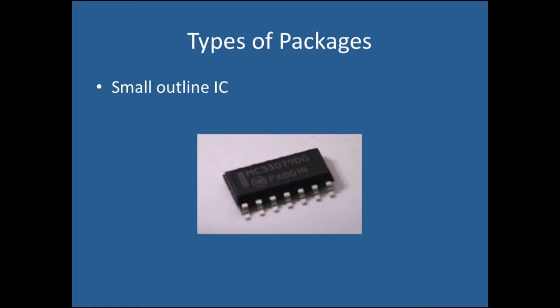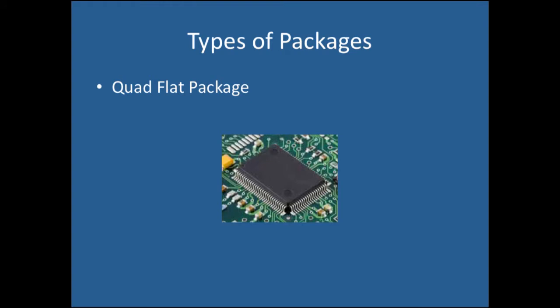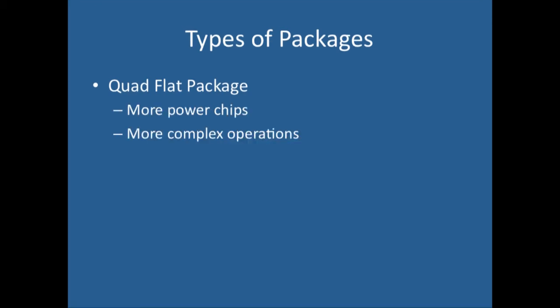Small outline ICs are similar to dual inline packages, but as you can tell by the seagull wing style pins, they're used on surface-mounted PCBs. Quad flat packages came about later and allowed for double the connections of a similar dual inline or small outline package. This increase in connections allowed for more powerful chips that could use more energy and also do more complex operations.